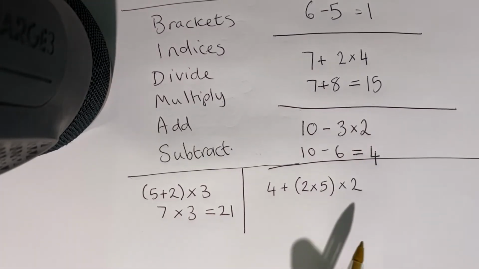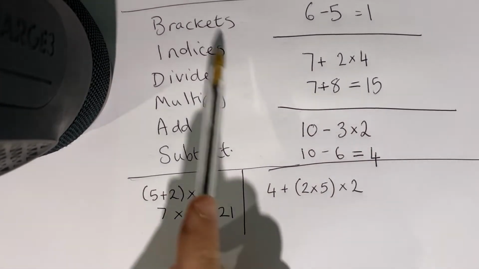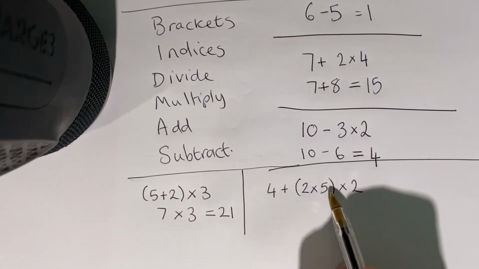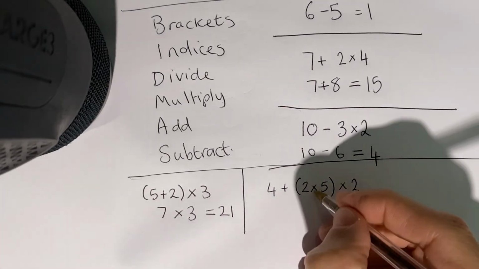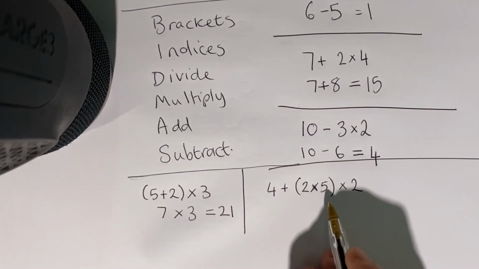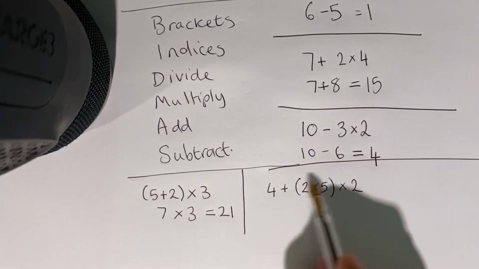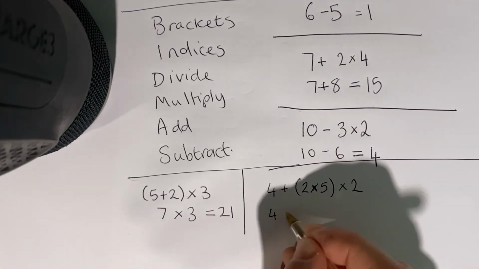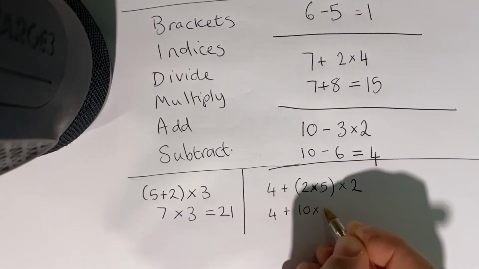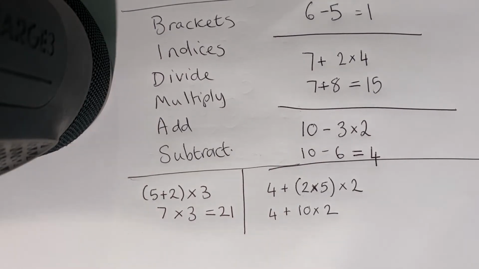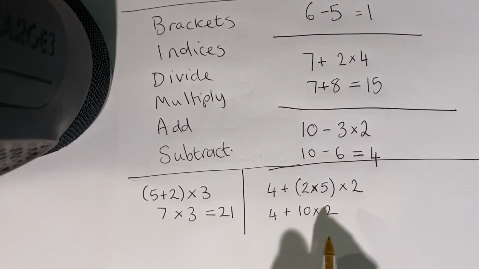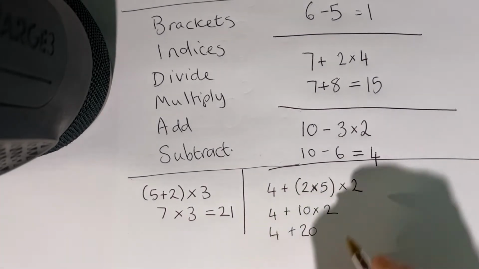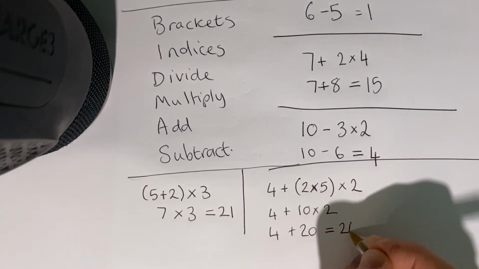Okay, right, so let's have a look down the list. Brackets first. So the bracket first, so we've got to do this 2 times 5. To be honest with you, we would have actually done the 2 times 5 to start off with anyway, so it doesn't make too much difference in this case, but I've put the brackets here, so I'll do that first. So we've got 4 plus 10 times 2, and then multiply next. So 10 times 2 is 20, so 4 plus 20, and we know that that equals 24.